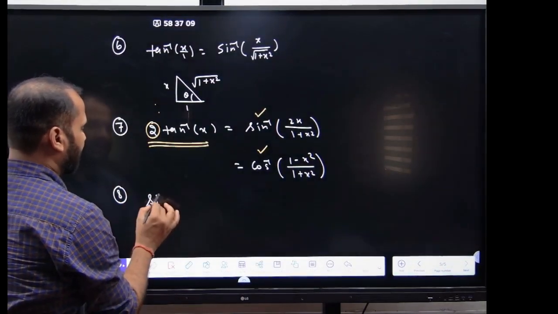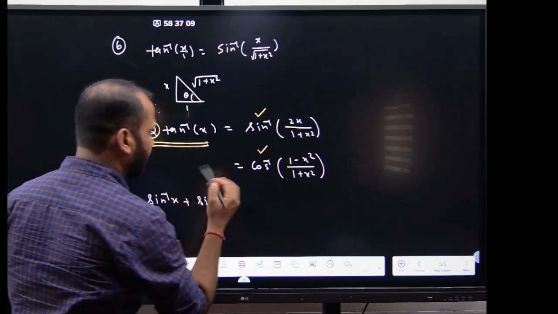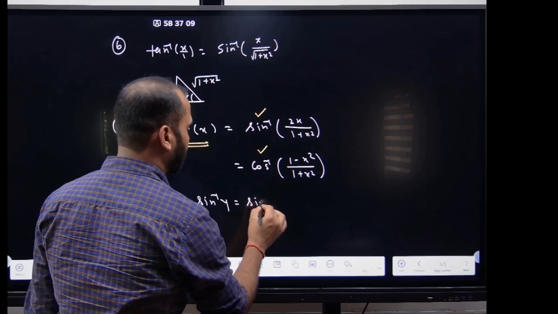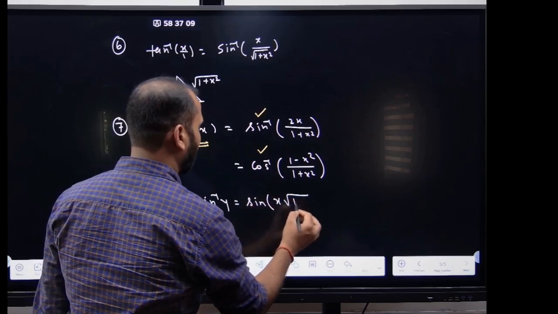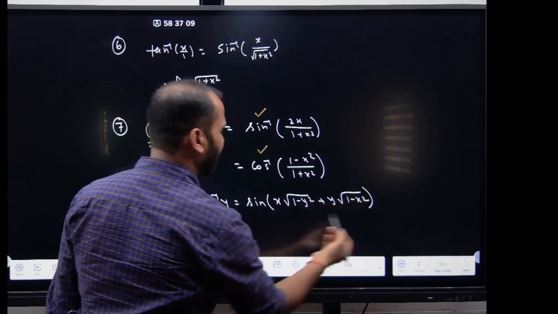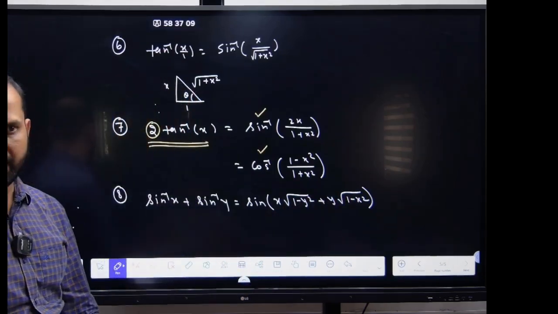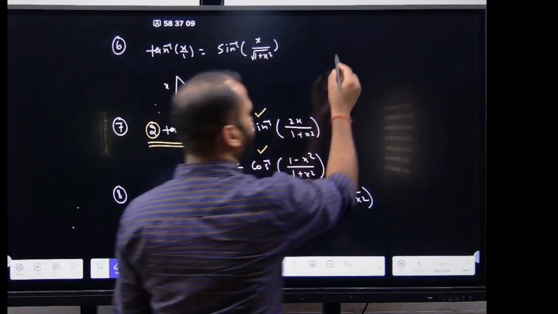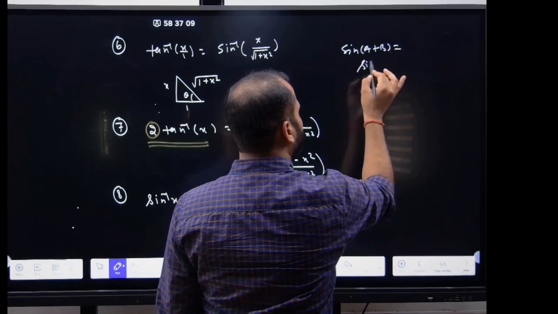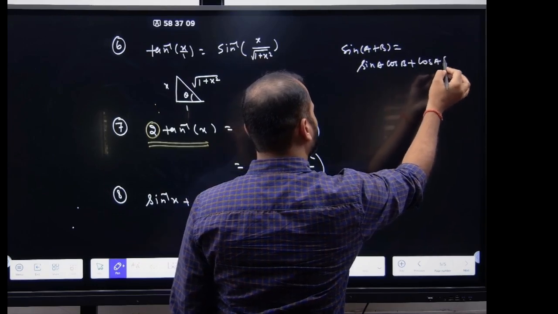If you have sin inverse x plus sin inverse y, in terms of one sine I want to convert. So, like sin inverse of a plus b, you have to apply the formula: x root under 1 minus y square plus y root under 1 minus x square. It is like sin a cos b plus cos a sin b. Remember sin a plus b, what is the sin a plus b formula? Sin a plus b is nothing but sin a cos b plus cos a sin b.